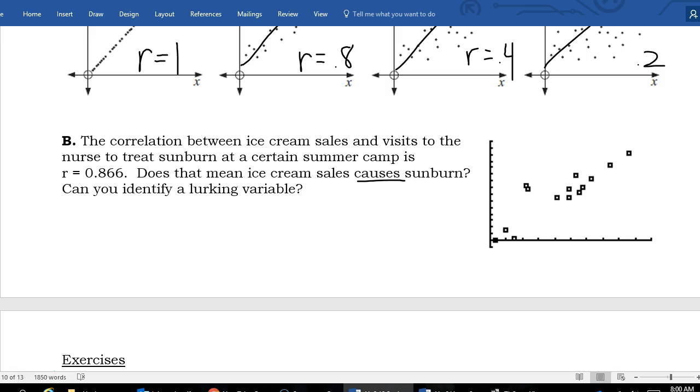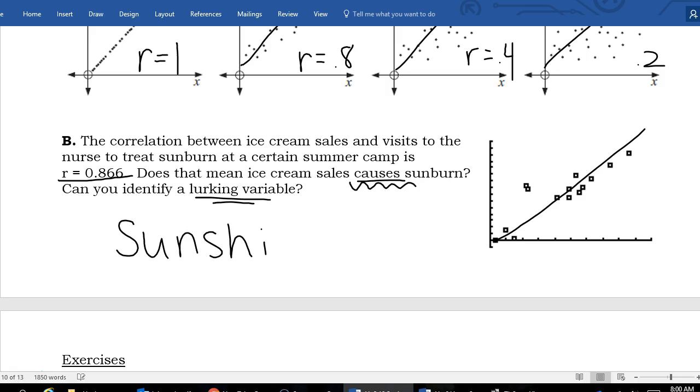So we talked already that there is no causation with correlation. This is definitely a very strong positive correlation. More ice cream, more sunburn. But ice cream doesn't cause sunburn. There's a lurking variable, which is like an outside factor that's causing both of those things to happen. And my guess would be that is sunshine. More sunshine leads to more ice cream consumption. More sunshine leads to more sunburn.